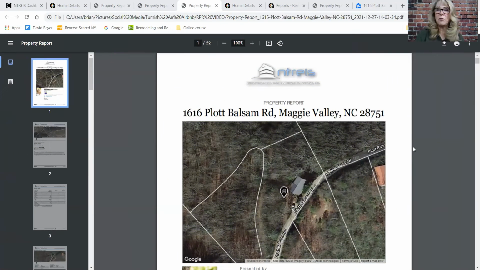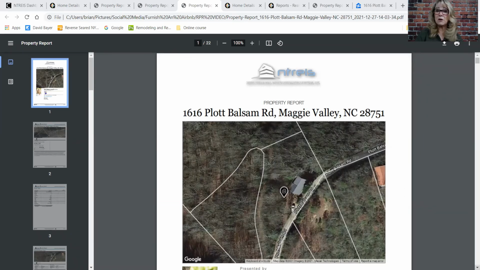All right, the next report I'm going to go over is actually in Maggie Valley, North Carolina. So I'm in Texas and I've never been to North Carolina, but I've been researching where I might want to invest outside of Texas. And this area seems really cool for multiple reasons. Number one, the Smokies are beautiful. There's skiing. I've heard great things about it. So I might be interested in going to this area.